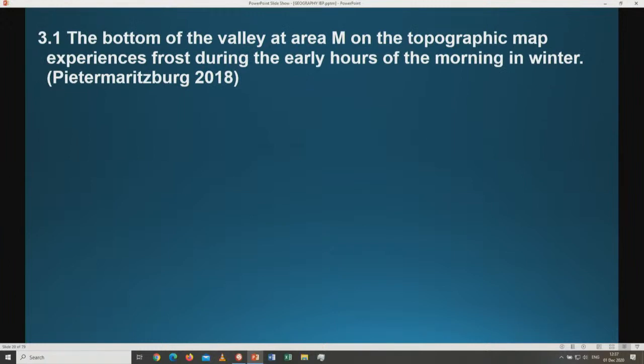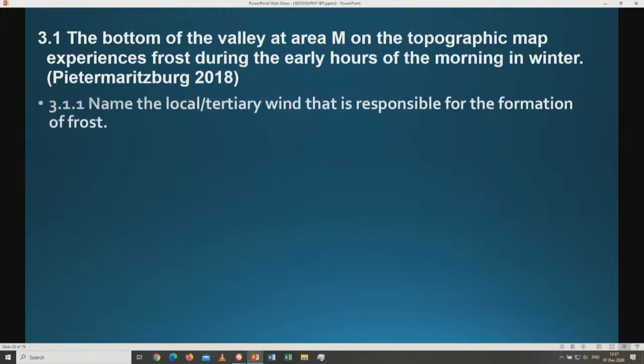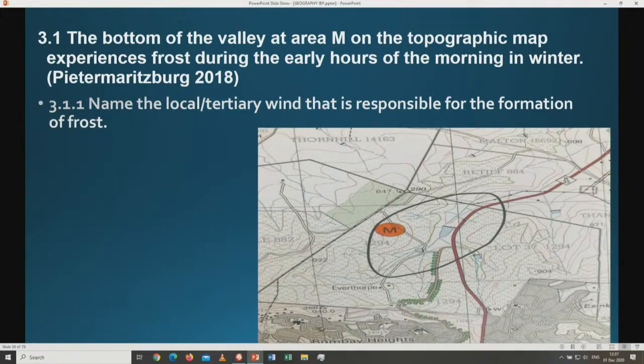The first question says the bottom of the valley at area M on the topographical map experiences frost during the early hours of the morning in winter. This is the question that I got from the Pietermaritzburg question paper. And then 3.1 says you must name the local or thermal winds that are responsible for the formation of frost.